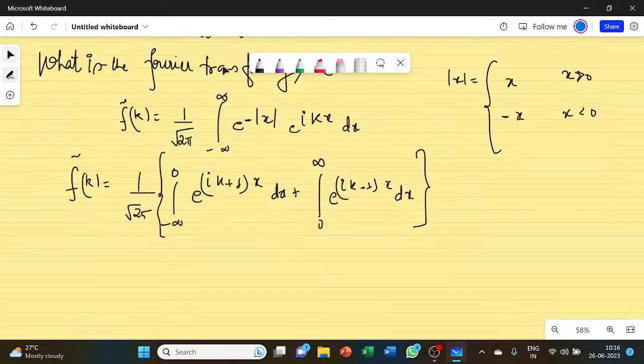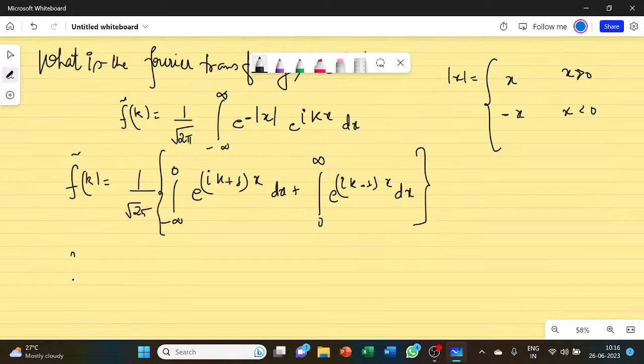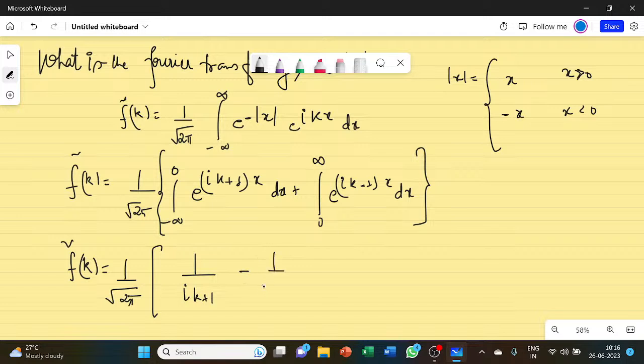Okay, now if I want to write this up, what would I get? I would get f tilde k is simply 1 upon root over 2 pi, and in this integration you will get 1 upon iota k plus 1. Okay, and in this integration you will get minus 1 upon iota k minus 1. Now you will be thinking, what about infinity?